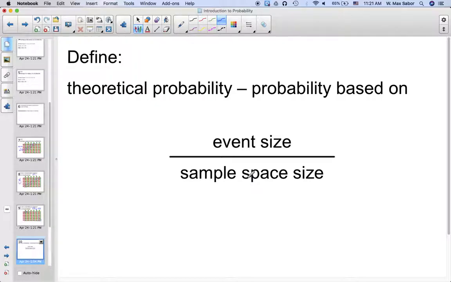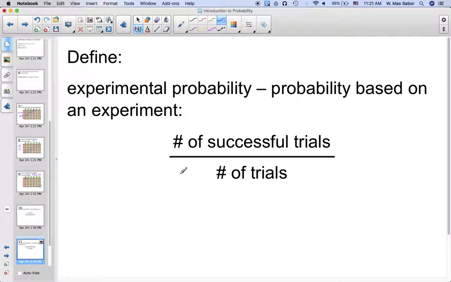Theoretical probability is what we've been looking at so far, probability based on the event size divided by the sample space size. Whereas experimental probability is based on an experiment, taking the number of successful trials and dividing by the number of trials. So if you didn't know what the die looked like, if you were trying to figure out whether it was a fair die or not, you could roll a bunch of times and say, okay, I got a 5 28 times out of 300 rolls.